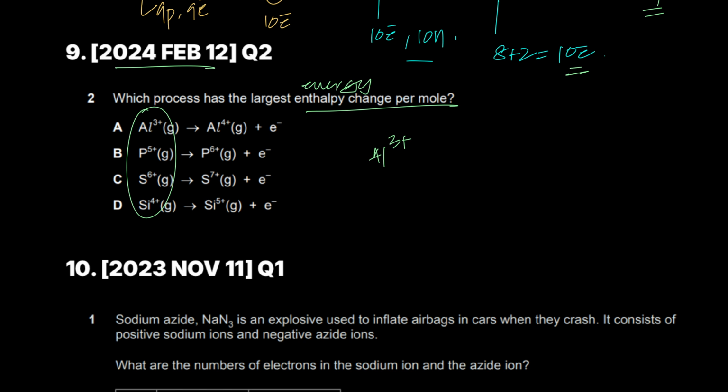If I arrange this, aluminum comes first, then Si4 plus, then P5 plus, and then S6 plus, right? I've arranged it, and we're removing an electron from each and every one of them. Now the question is, which should be the answer? Which one should require the highest energy to remove the electron?